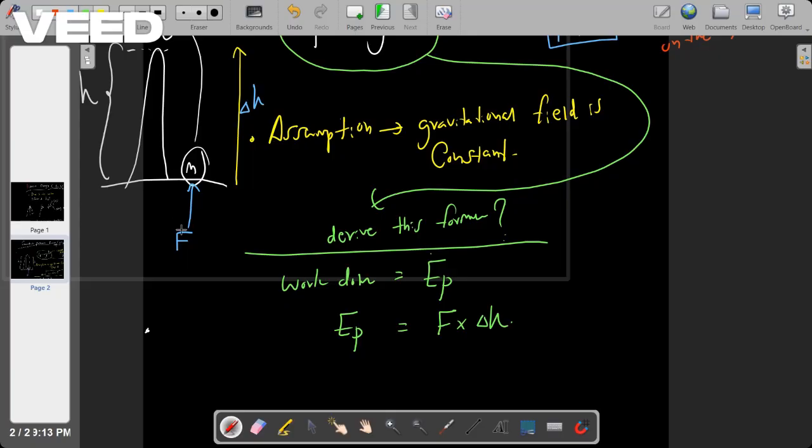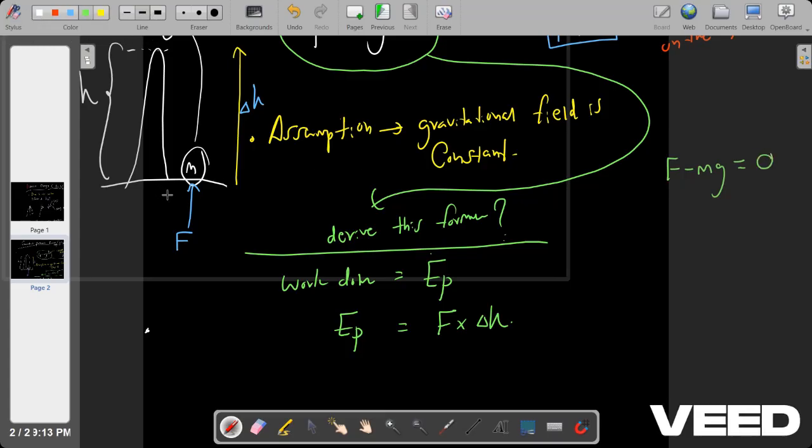Now let's say we are taking the object slowly, or at constant velocity. So we can apply the first law of Newton. It means F minus mg equals zero, there's no acceleration, since we are taking it up with constant velocity. Therefore the force applied is equal to mg.